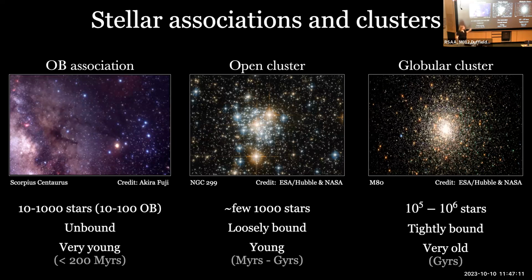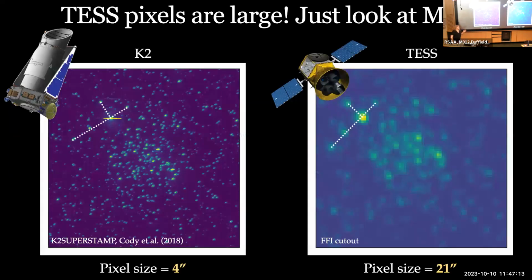And that's very important when we're looking at TESS data, because the pixel sizes of TESS are very large compared to, for example, Kepler. So I'm showing you an image of an open cluster, M67, taken using super stamp images with Kepler, or the repurposed Kepler mission called K2. And on the right is the same image taken from TESS.